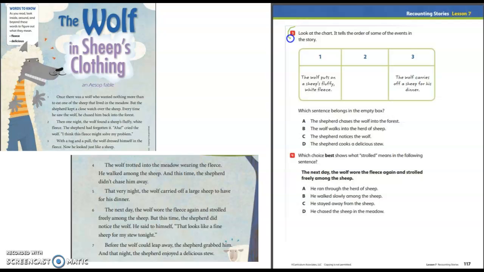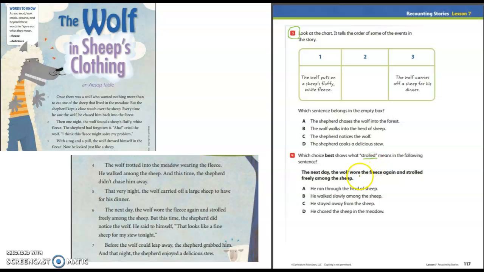Question 3 is the one that you're going to be answering on your own today, so we are going to skip it. This is a vocabulary question. Which choice best shows what strolled means in the following sentence? So we're going to talk about context clues. Context clues are clues in the story that give away the meaning of an unknown word. So you might not know what the word strolled means, but looking closer at that sentence and the sentence before it, and also the sentence after it, you can figure out the meaning of the word.